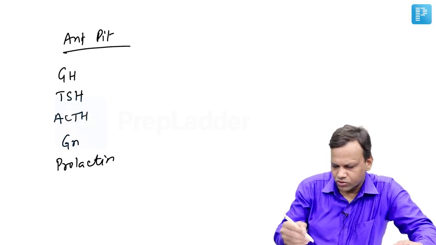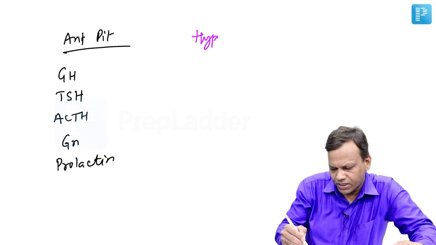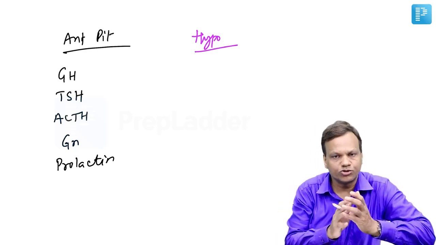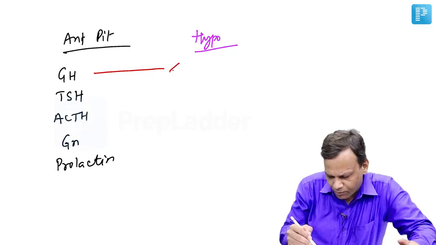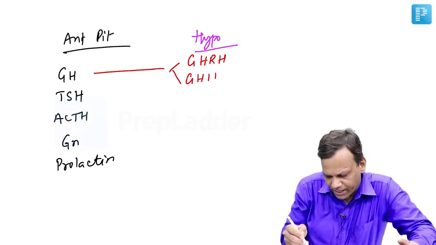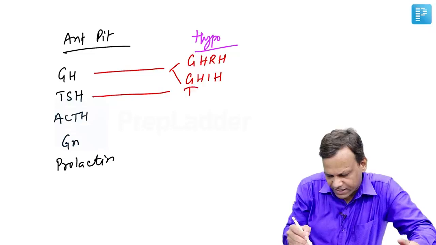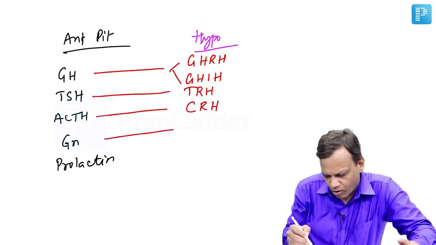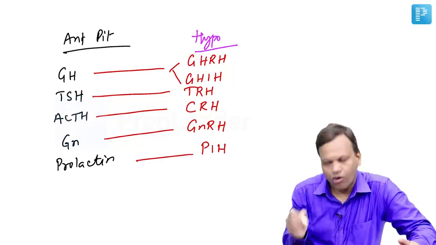And all these hormones are under the control of hypothalamus. Means some hormone from the hypothalamus comes, they increase or decrease pituitary hormones. For growth hormone, hypothalamus secretes growth hormone releasing hormone and growth hormone inhibiting hormone. For TSH, hypothalamus secretes TRH. For ACTH, CRH. For gonadotropin, gonadotropin releasing hormone. And for prolactin, prolactin inhibiting hormone.